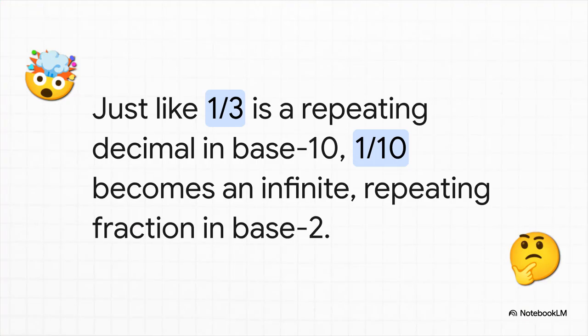Think about it like this. In our everyday decimal system, a simple fraction like 1/3 turns into 0.333, just going on forever. Well, in binary, the same exact thing happens to a number as simple as 1/10. It becomes this infinite repeating sequence of ones and zeros. And since the computer's memory isn't infinite, it has to just chop that sequence off at some point. And that introduces a tiny microscopic error right from the get-go.